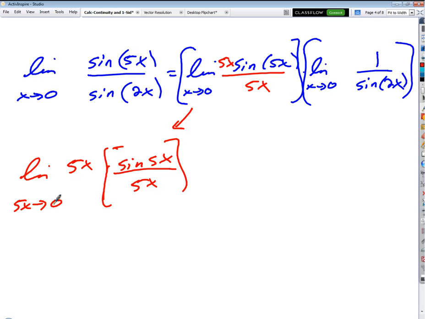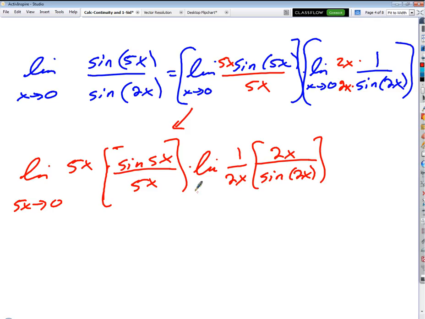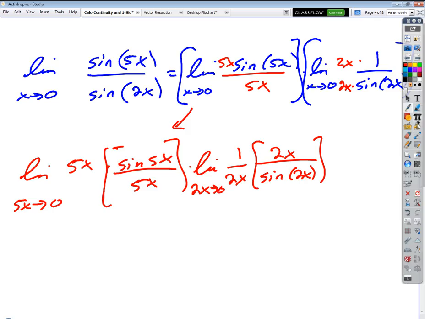Multiply by 2x over 2x. So we're going to multiply top and bottom by 2x, and that's going to give me the limit of 2x over sine 2x. And then I've got a 2x on the bottom also, as what goes to 0? 2x. Okay, so let's see if we can resolve this then. What's going to be the value of this limit as x approaches 0? 0.